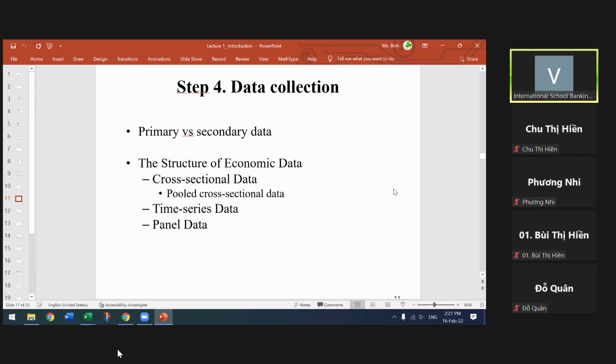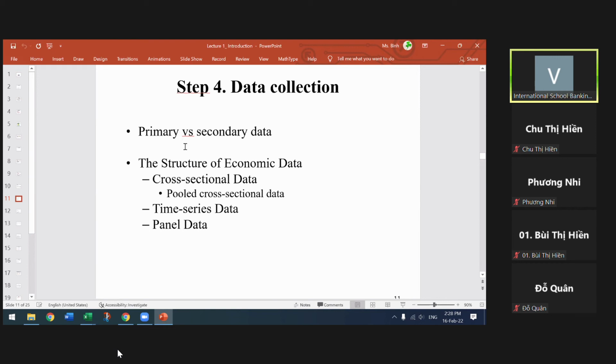And then when you get the data, you need to see the structure of the data. Why? Depending on the structure of the data, we will have different kinds of econometrics models. There are some main econometrics models, and each model is best for certain kinds of data sets. So it is important to understand the structure of data.